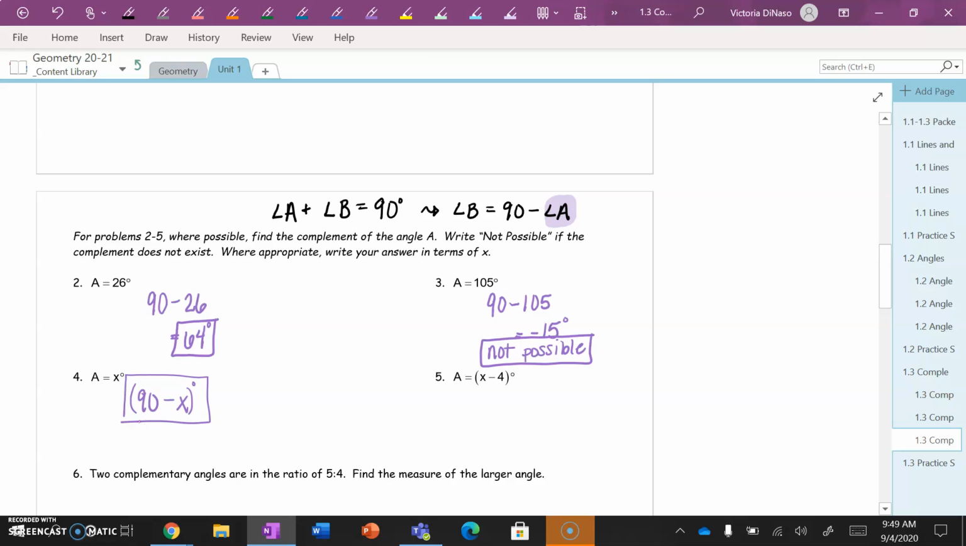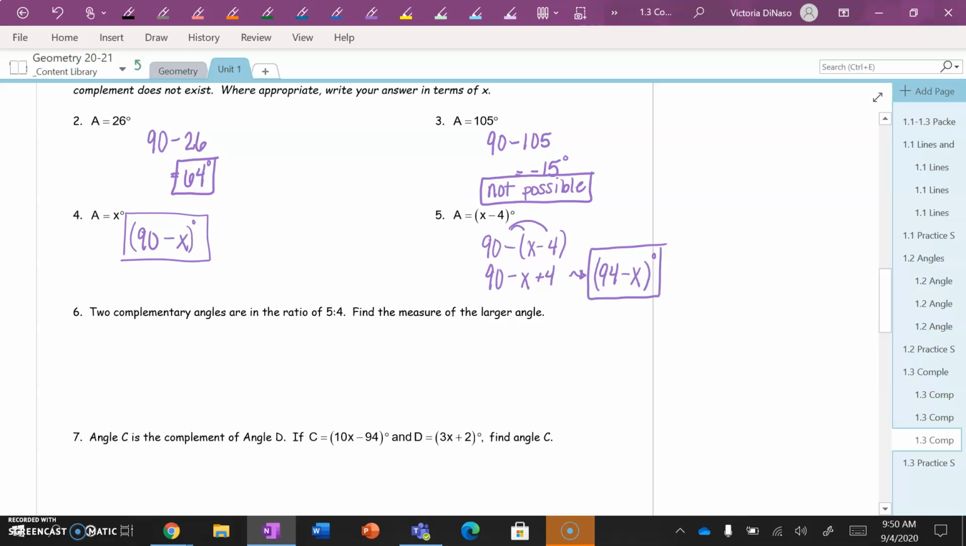And then finally, number 5, we're going to take 90 minus (x minus 4). For this problem, I'm going to distribute. So we have 90 minus x plus 4. Combine like terms, so we have 94 minus x. And this is as far as we can go. Put parentheses around the whole thing, degrees.